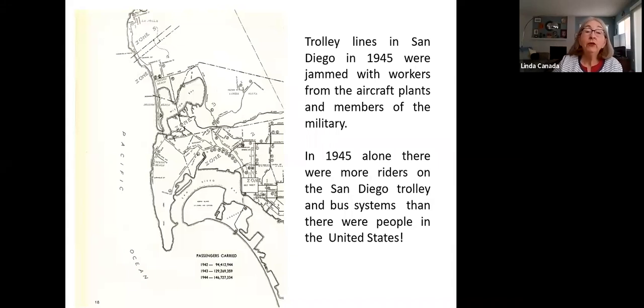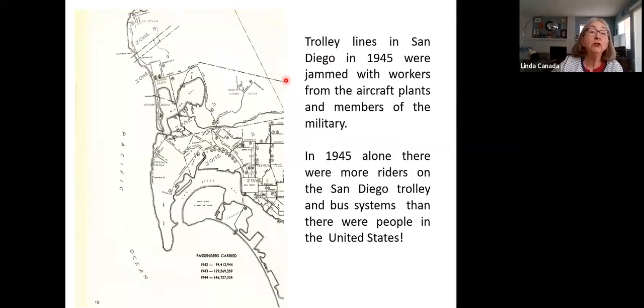Well, how did they get to work? Trolley cars were the main type of transportation here in San Diego. Not that many people had private cars. And to be honest, the roadways were jammed with the workers trying to get to the plants 24 hours a day, and military trying to get to the military bases 24 hours a day. And so trolley lines and bus lines were probably the most efficient ways of getting around town. And yet they were not efficient at all.